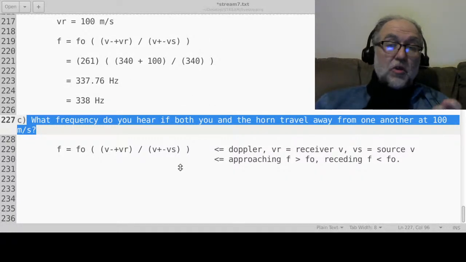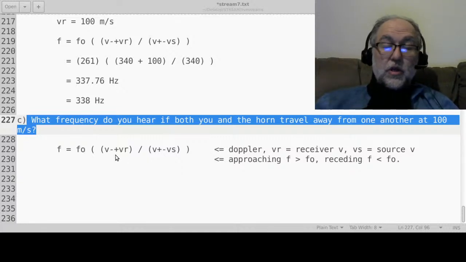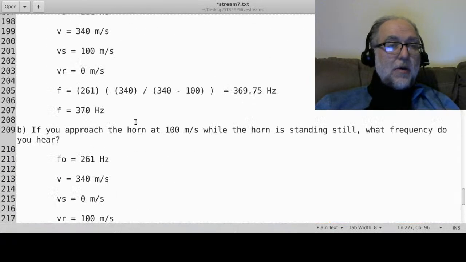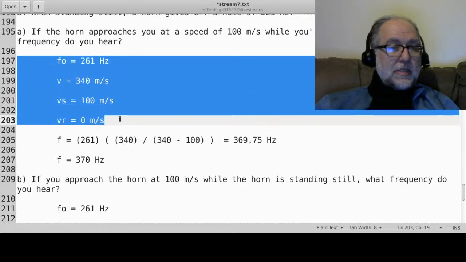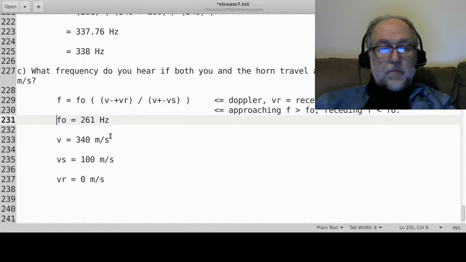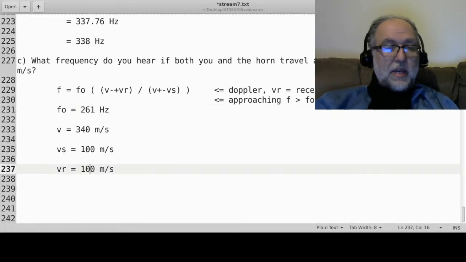Okay, and then the last question is what frequency do you hear if you both approach one another? Okay, now if you're both approaching, both of them want to increase the frequency. And so in the numerator you're going to choose the plus because that'll increase it. In the denominator you're going to choose the minus because that'll increase it. Okay, and so now your numbers will look like this. All right, the source is traveling at 100 meters per second, but so is the receiver.